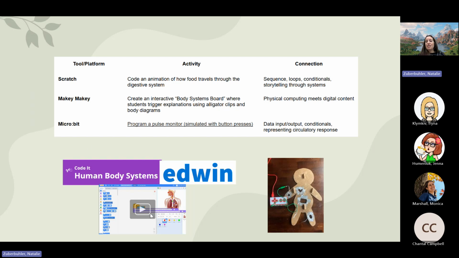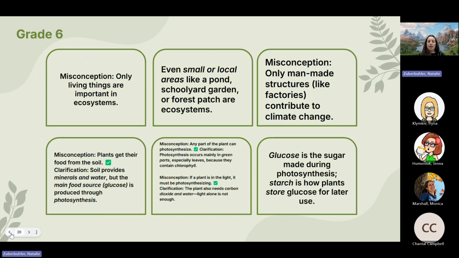You can look at this, it's like a mini operation game with the Makey Makey, where physical computing meets digital, and you can code and have the different parts of the body talk as you push it. And then we can also use the micro:bit to have a pulse monitor, check our heart rate. Even in Edwin, there's a coding the human body systems. That's a little bit complicated, but lots of opportunities there.